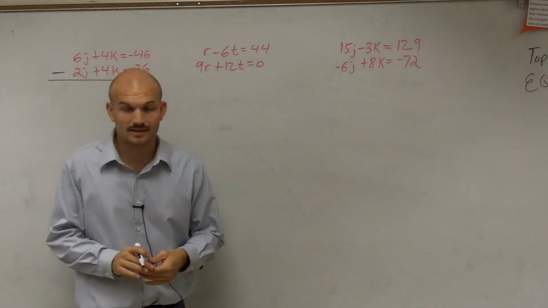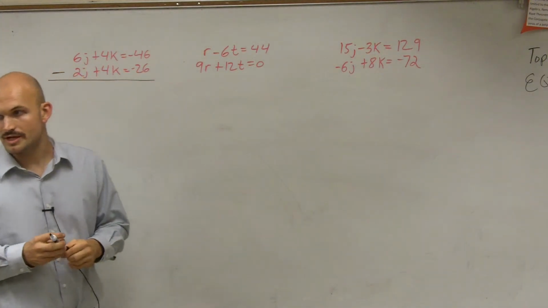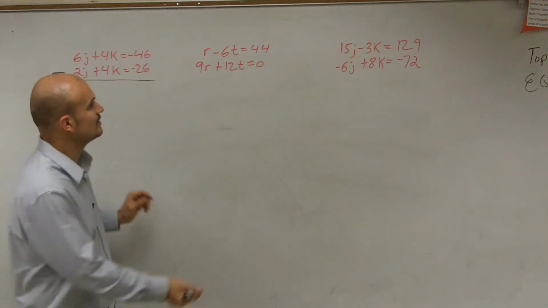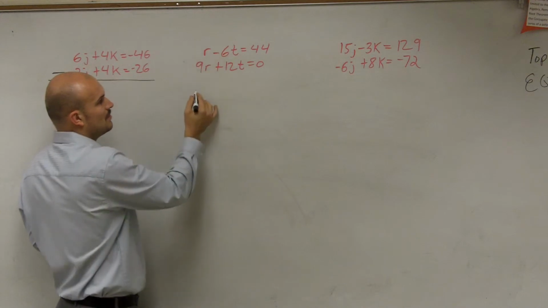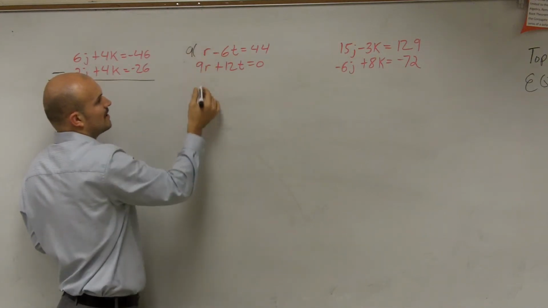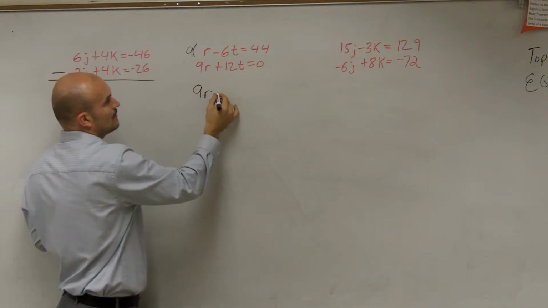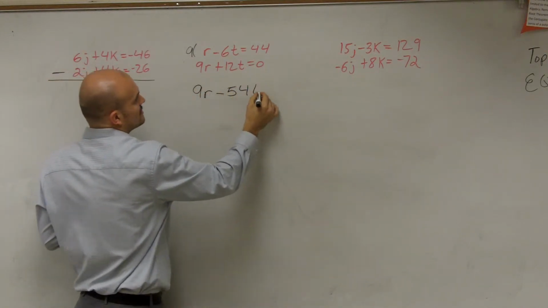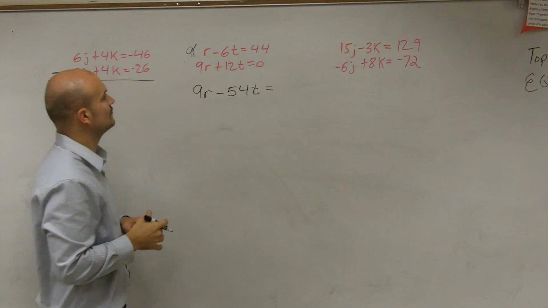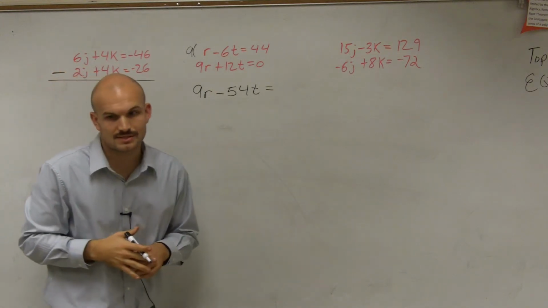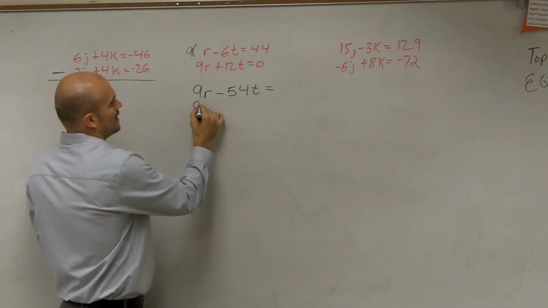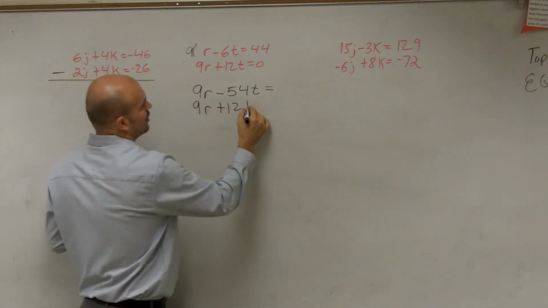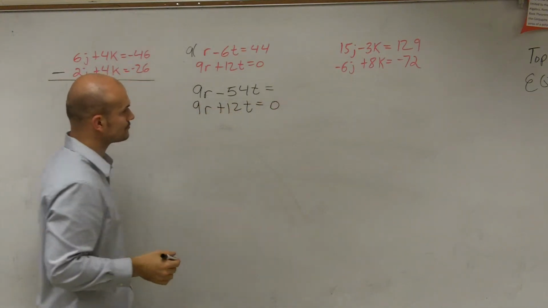The way to do this by elimination, Chase, is you have to use a multiple, what we say. So what I can do is multiply. What if I multiplied the first equation by 9? If I multiply the first equation by 9, I get 9r minus 54t equals 44 times 9, which is, I don't know if anybody has a calculator. They can check that out. Then I have 9r plus 12t equals 0.